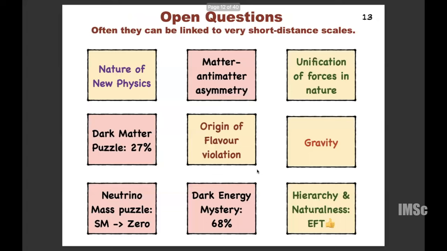Apart from that, there are other puzzles that the Standard Model cannot explain. For instance, one of them is the matter-antimatter asymmetry. In the universe there is more matter as compared to antimatter, and the Standard Model is unable to explain this asymmetry. On top of that, we have other puzzles like dark matter in the universe, and the Standard Model has no candidate particle for that dark matter.